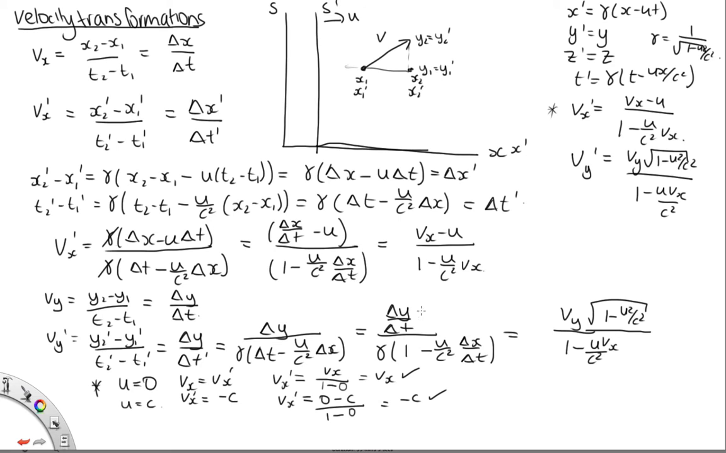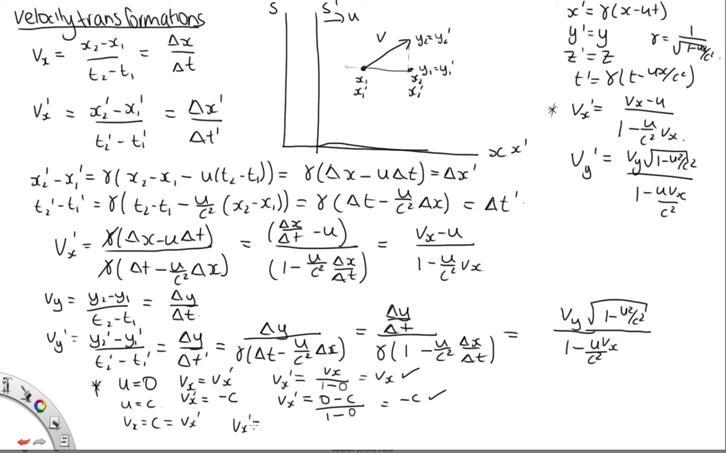And finally, let's consider a light ray which is travelling at the velocity c in Vx, but obviously if it's a light ray it still needs to be travelling at velocity c in S prime. So this should be independent of u, independent of the relative velocities between them.